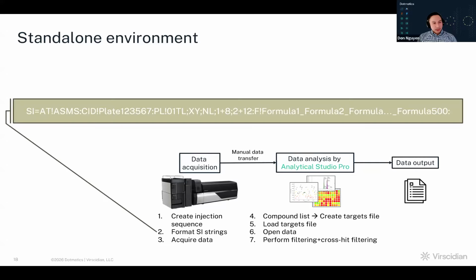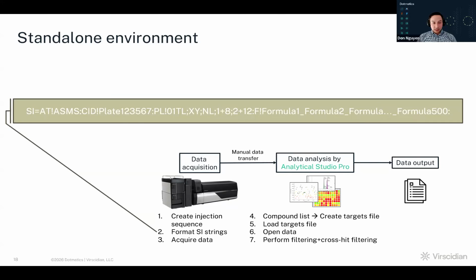Just really quickly, SI strings, or sample info strings, are information that carry metadata about our sample, and then it tells Analytical Studio how to analyze that sample. For example, one sample will have a plate barcode of 1, 2, 3, 5, 6, 7. This particular data is in a 96 well plate. There are 500 molecular formulas as part of the sample. That's what these sample info strings do. They carry metadata so that AS Pro knows how to treat and handle that particular sample.